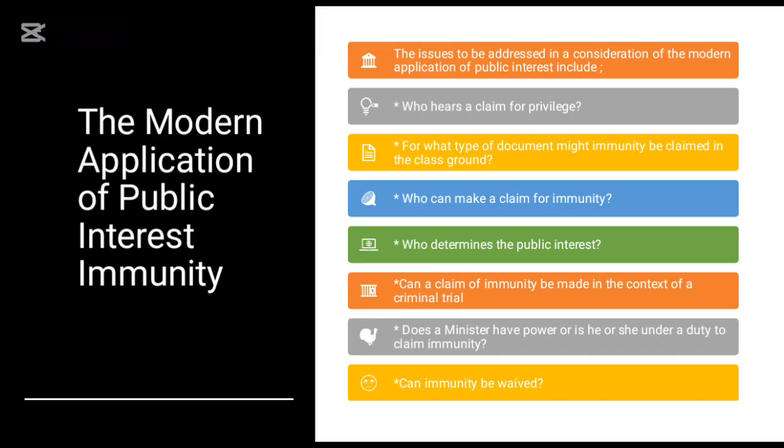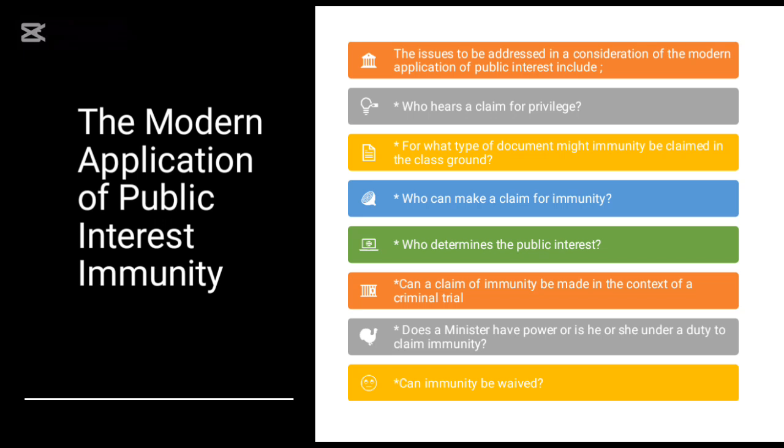So now we'll look at the modern application of public interest immunity. There are issues to be addressed in consideration of the modern application of public interest immunity. We have 7 of them, and the first one is who hears a claim for privileges.